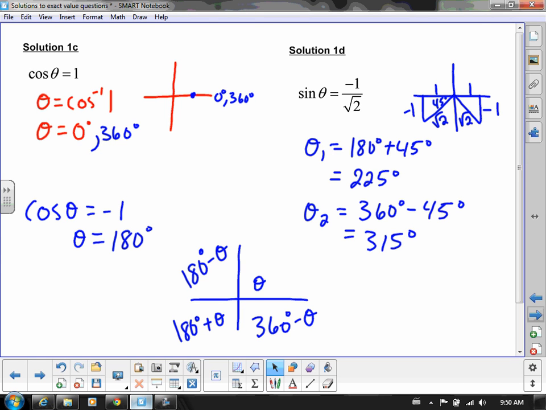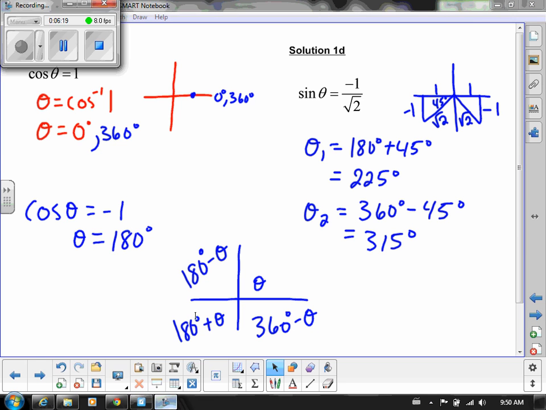So anytime you're looking for two possible angles, first off, you need to identify which quadrants your answers are in, and then you can use a combination of your special triangles and working with your calculator values. Hopefully this makes sense, so you can go ahead and try the assignment now.